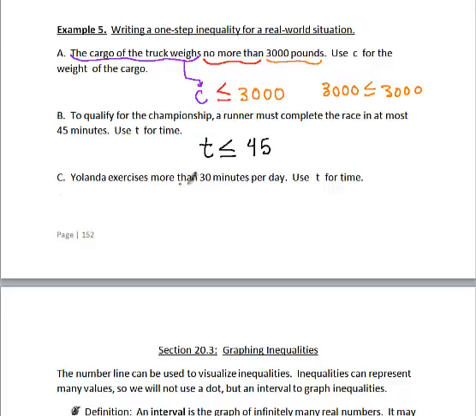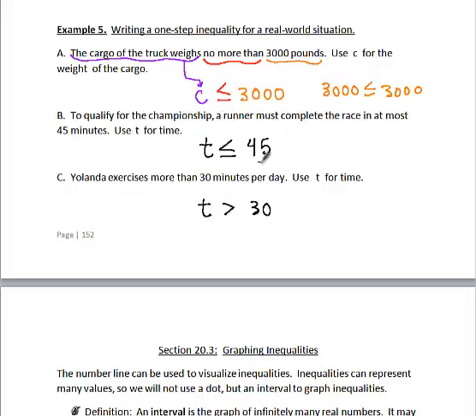C, Yolanda exercises more than 30 minutes a day. Use T for the time. So what's more than 30 minutes a day? Well, 40 minutes is more than 30 minutes. But we don't know how long she actually exercised, so sometimes just putting real numbers in helps. And we said she exercised 40, and compared to 30 we used the greater than symbol, and so in place of 40 we put T.